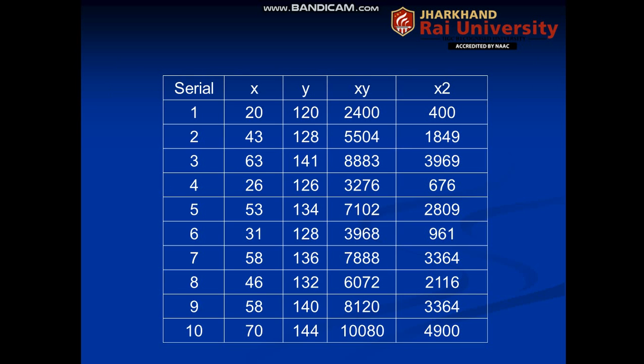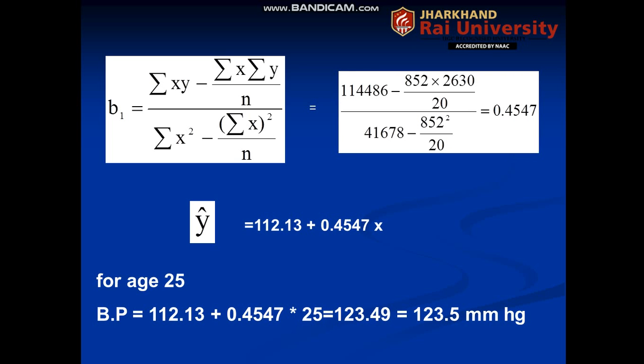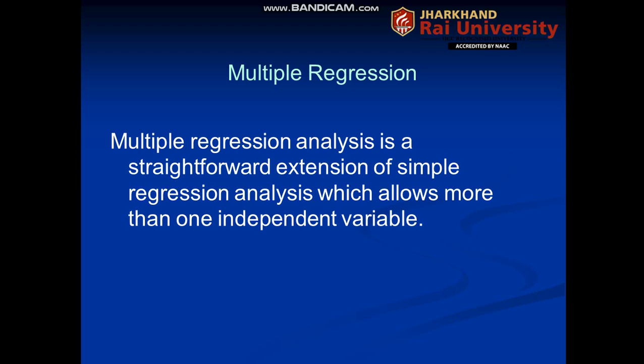So we have to do the same things: the x, y, xy, and after that we will find the total row, that is sigma. Substitute the values into the formula and we will get the equation like this: y bar equals 112.13 plus 0.4547 into x. That is, x is the value which is given in the question. So for 25 the BP is 112.13 plus 0.4547 into 25, that is 123.5.